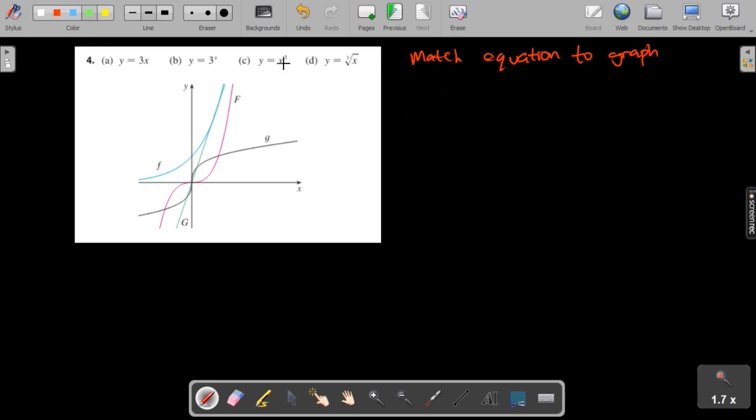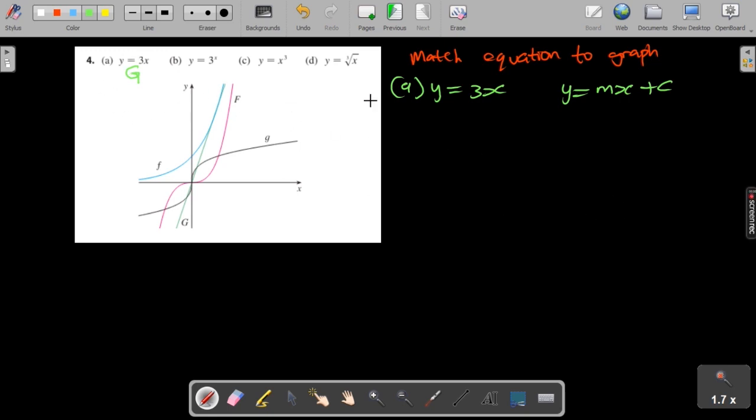So you're asked to match each equation to a graph. So let's start. The first one is y equals 3x. So this is a linear function, or a straight line. Let's see if we have any straight lines. So this green one is a straight line, as you can see, and that would be the answer for the first one. So the first one's a straight line, and there's only one straight line, so you can give it that.